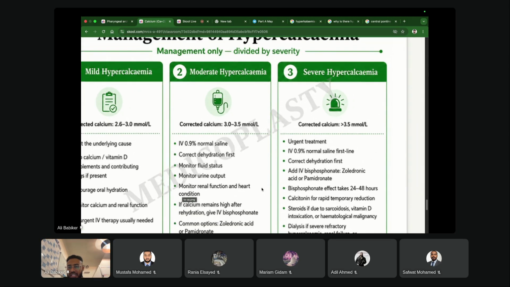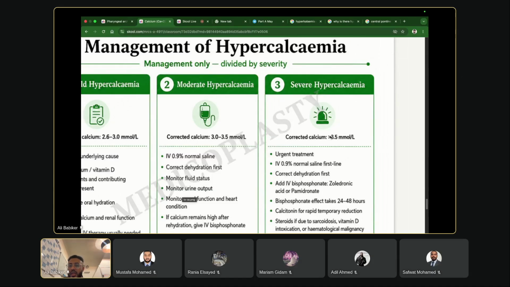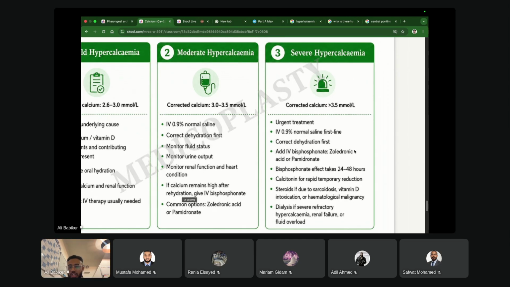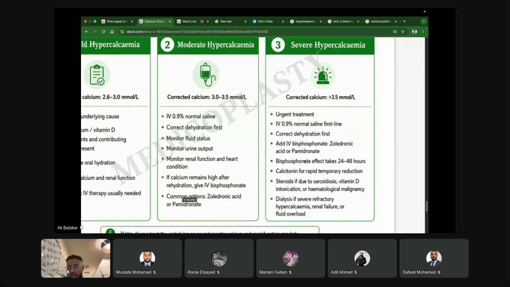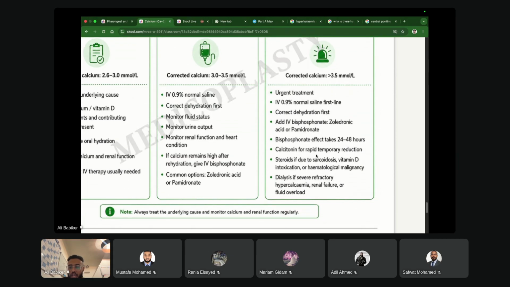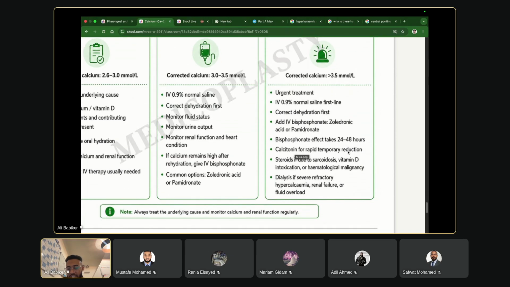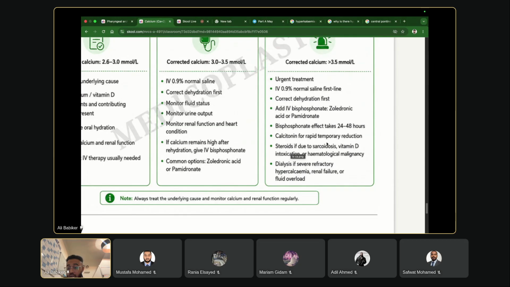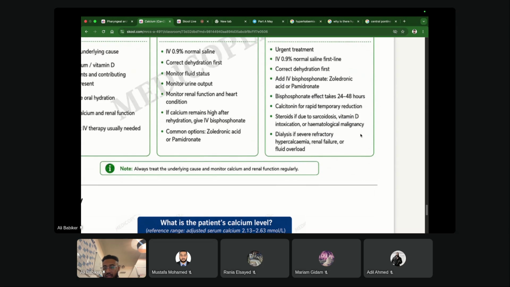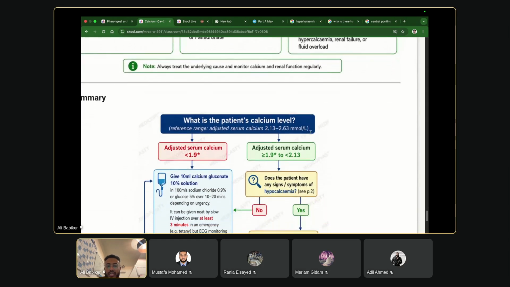All right? If it's severe hypercalcemia, correct the calcium. By severe hypercalcemia, we mean more than 3.5. Urgent treatment. IV 0.9 normal saline first line. Correct dehydration. Add IV bisphosphonate, like zoledronic acid or pamidronate. Bisphosphonate effect takes 24 to 48 hours. Okay. You can also add calcitonin for rapid temporary reduction. Why? Because the bisphosphonate takes time. Give steroid if due to sarcoidosis, vitamin D intoxication, or hematological malignancy. Dialysis if severe refractory.